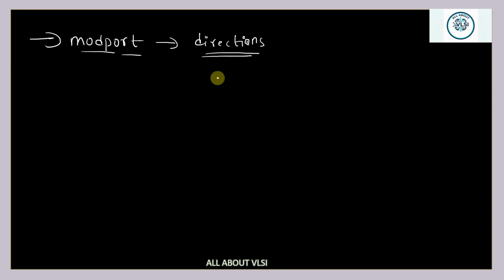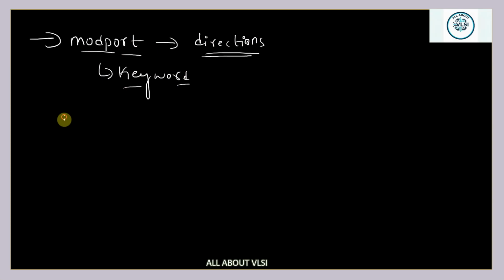So we are going to use something known as modport. Using this modport, we are going to provide the directions to our interface signals. This modport is going to decide the directions of the signals. Whatever signals we have in our interface, we can give the directions using this modport. Here, modport is a keyword which we are going to use. Now how to provide the directions?